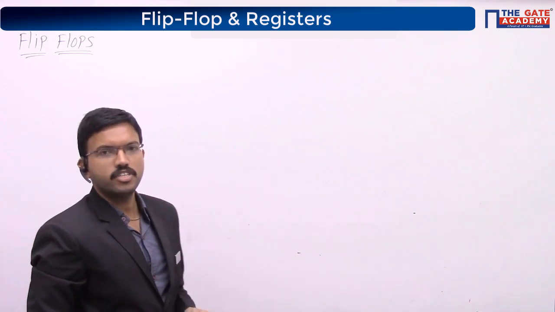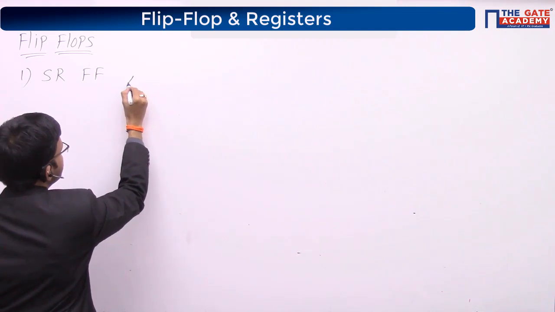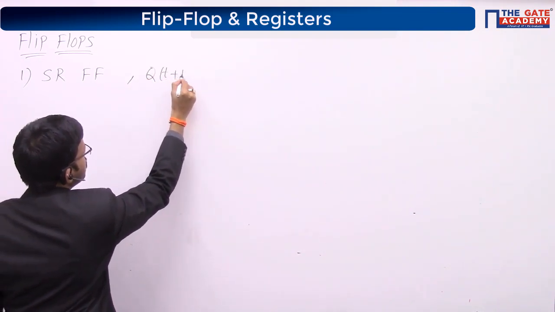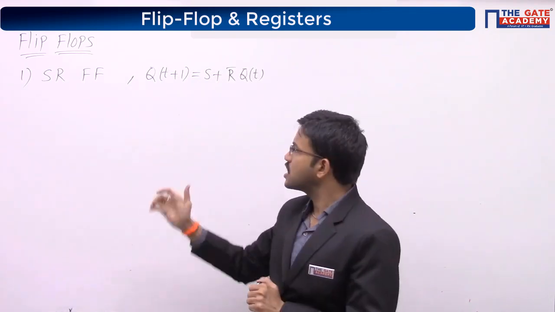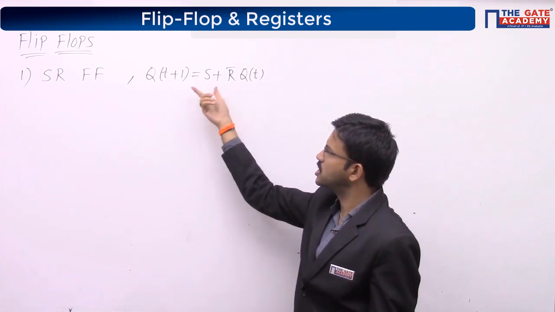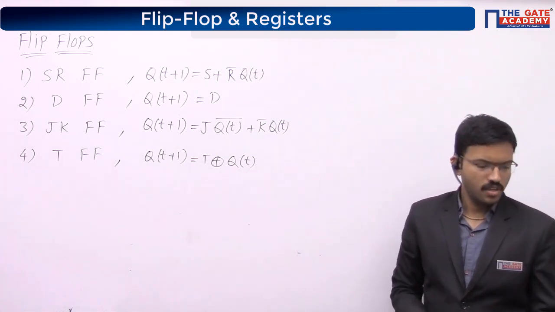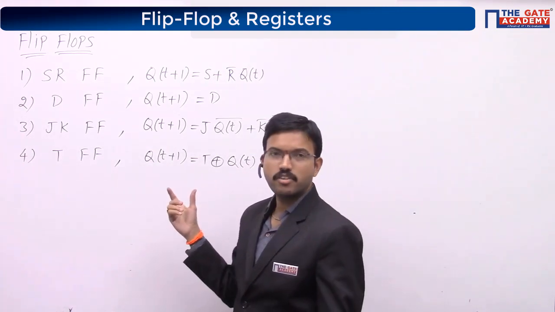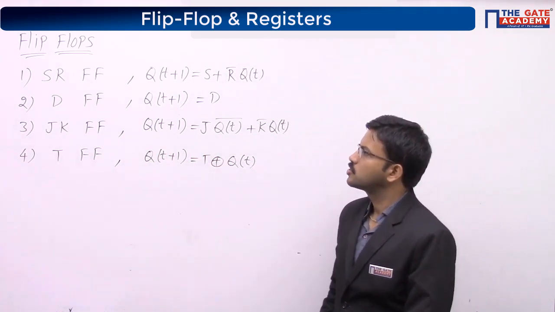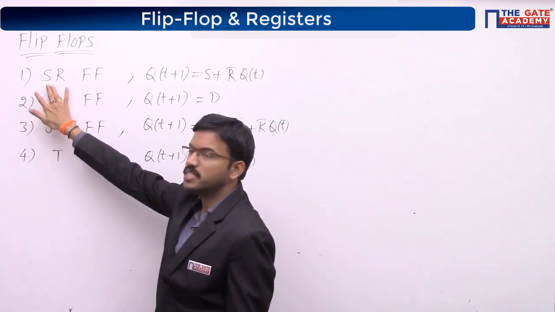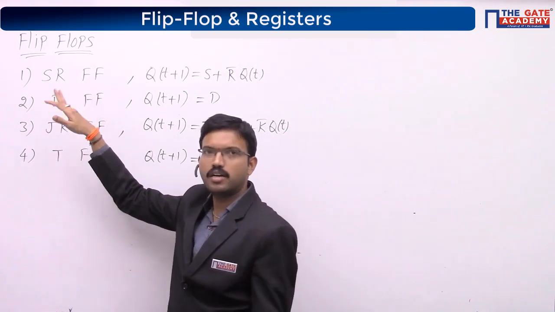Let me write the characteristic equations once again for the flip-flops. The SR flip-flop characteristic equation is Q of t plus 1 equals S plus R bar Q. Whatever characteristic equations we got for latches, the same thing is applicable here, but I will use this notation: next state is Q of t plus 1, present state is Q of t. So here we have the SR flip-flop. S means set, R means reset. We can use this particular flip-flop for setting or for resetting.